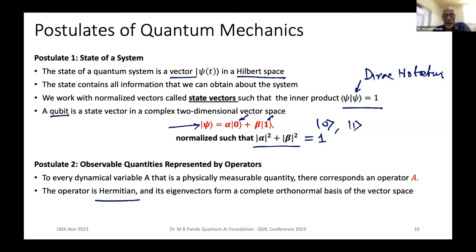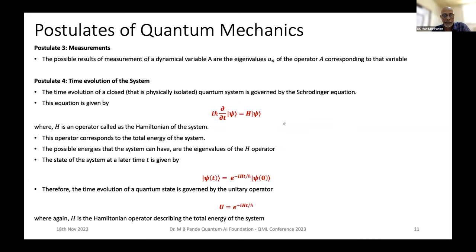And the second point is that the eigenvectors form a complete orthonormal basis of this vector space. So again, these are various terms which are mathematically oriented, and I'll talk about them in a later slide. Third thing is measurements. Now, the possible results of the measurement of a dynamical variable A are all the eigenvalues. So we will be dealing with eigenvalue equations in quantum mechanics and quantum computing.